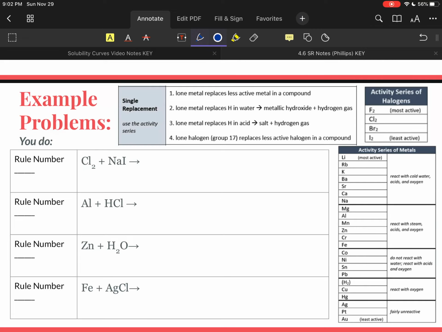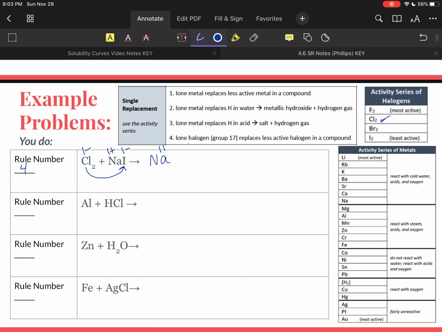So chlorine, Cl. I know that chlorine is a halogen, so I'm going to be looking at Rule 4. A lone halogen. So I look at my charges. Chlorine is going to want to replace the other negative, which is iodine. I look, chlorine is above iodine, so it's more reactive.